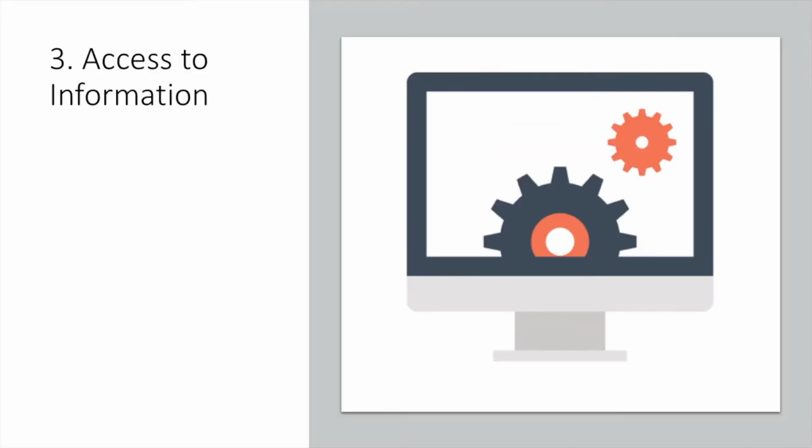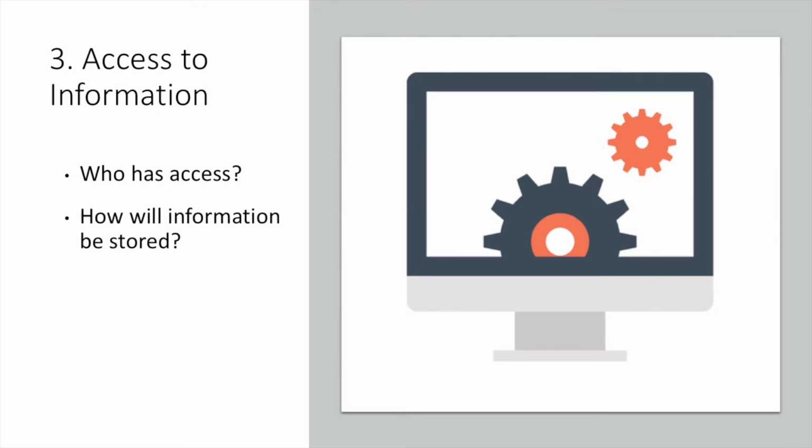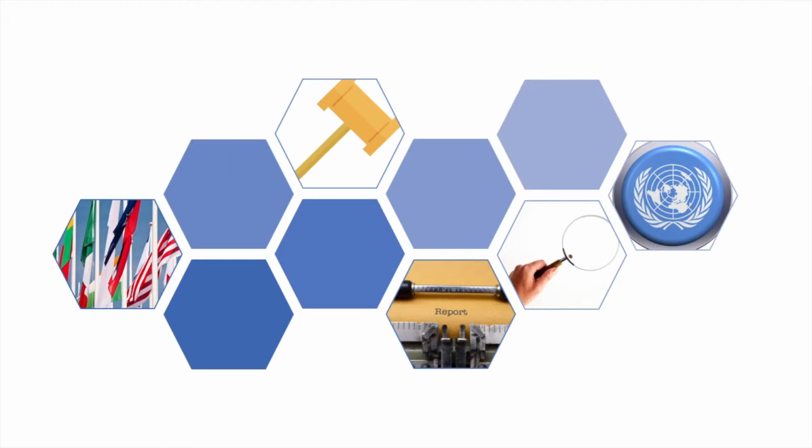3. Tell the participant who will be using and accessing the information, as well as how the information will be stored. Also be sure to inform the participant of how the information will be used, whether in organisation reports, investigation or judicial processes, advocacy materials, in United Nations submissions, or in other ways.